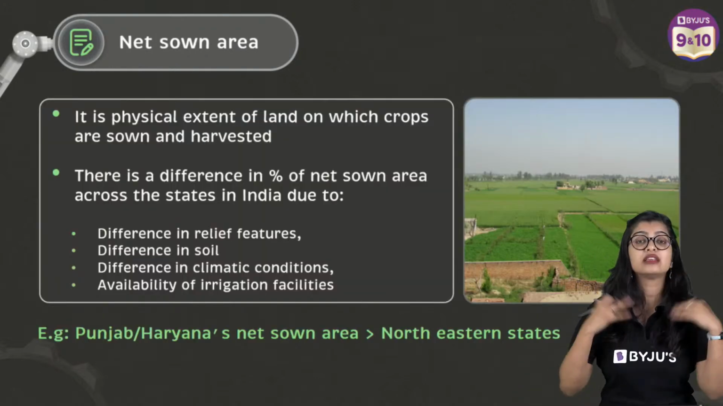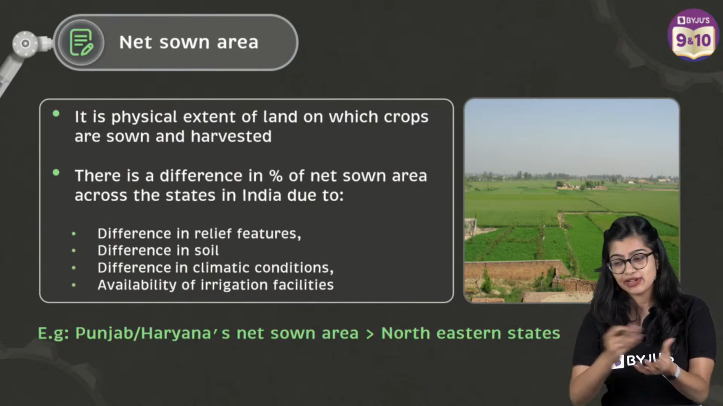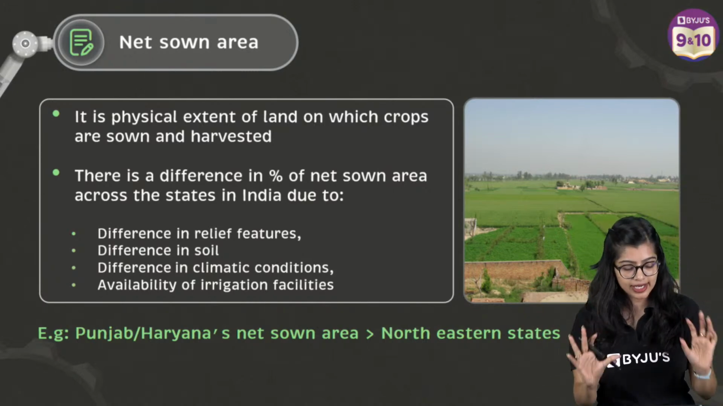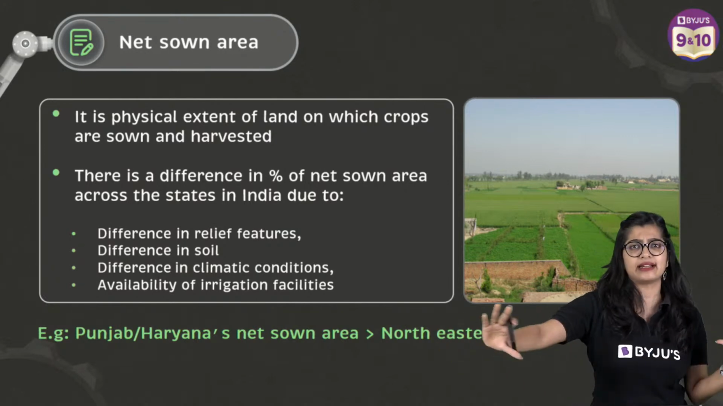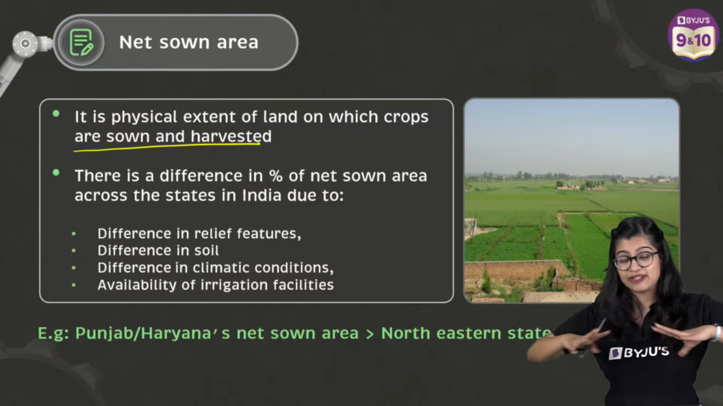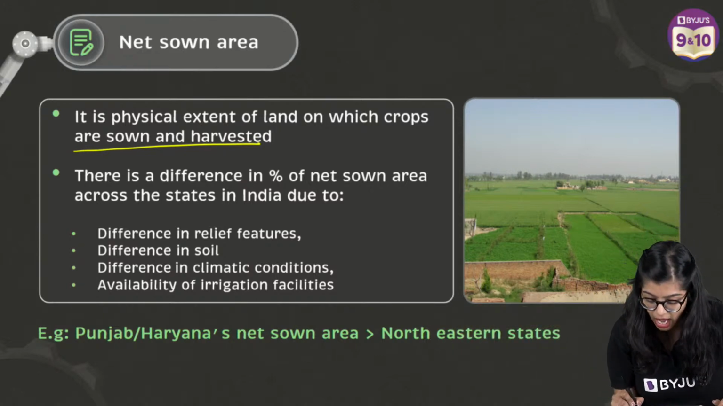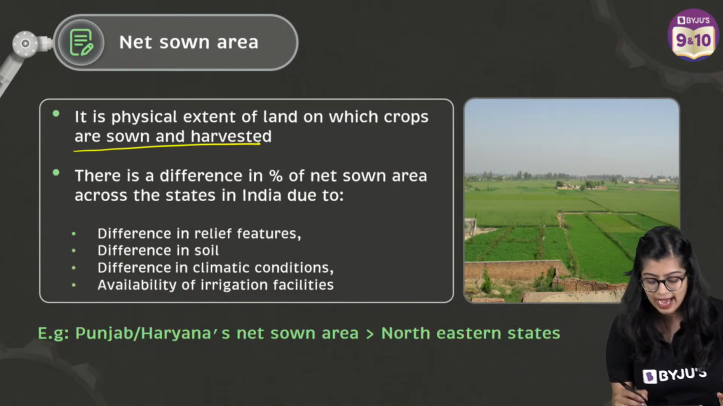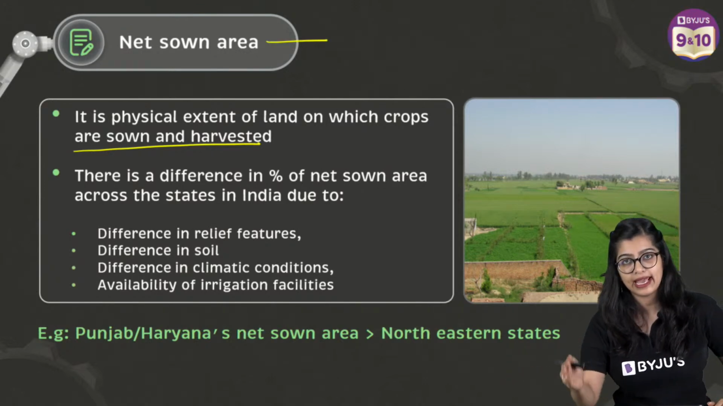Now, every year we sow the seeds, and then we grow crops, right? So the physical extent or the area on which crops are sown, up to which I sow my crops and harvest them, is what I call net sown area.